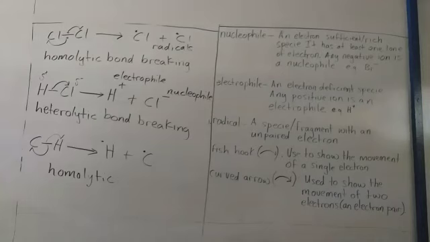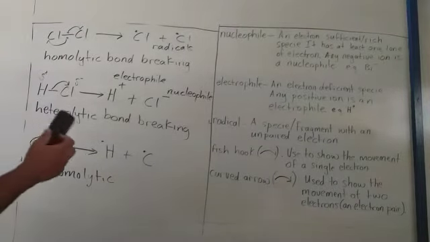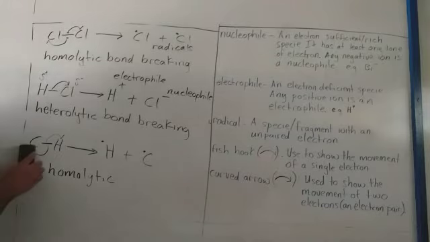Good. So that's what we need to know before we move now into an actual mechanism. The first mechanism we are going to look at is one with alkanes. The reaction mechanism is called free radical substitution. So we're going to move on now to free radical substitution.